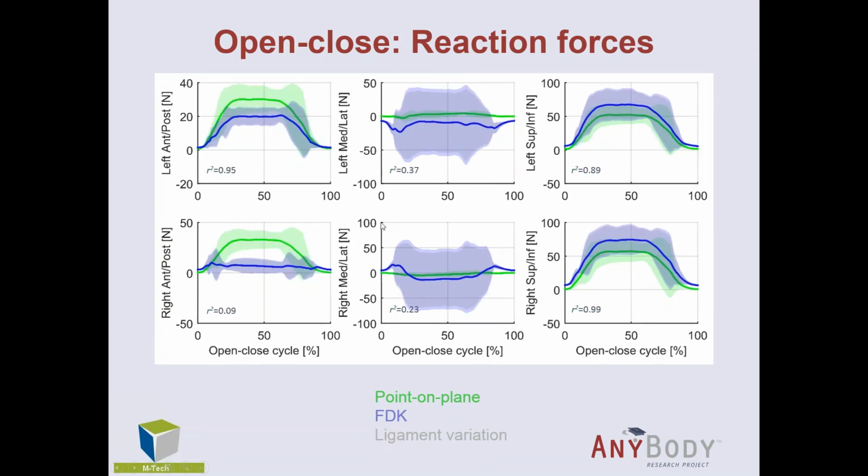If you look at the joint reaction forces, then even though the kinematics was fairly similar between the models, this is not the same for the joint reaction forces. So if we look at the left side first, so this is again anterior posterior force, medial lateral and superior inferior, then for the left side they agree fairly well. So this is the squared correlation coefficient for comparing the two curves.